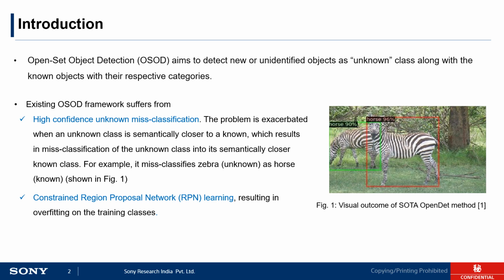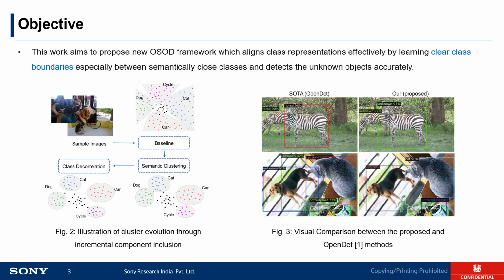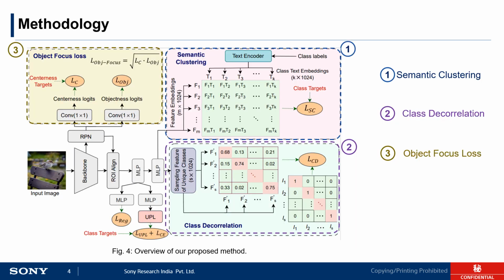Another issue is constant RPN learning, which results in overfitting on the training classes. This research work aims to propose a new OSOD framework which aligns class representations effectively by learning clear class boundaries, especially between semantically closer classes as visualized in Figure 2, and detects the unknown as well as known objects accurately as compared to existing SOTA methods, which can also be visualized in Figure 3.